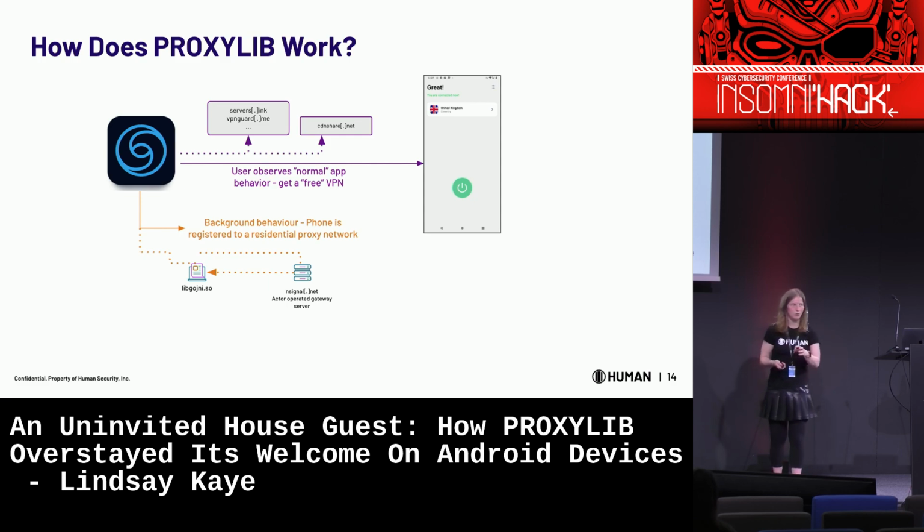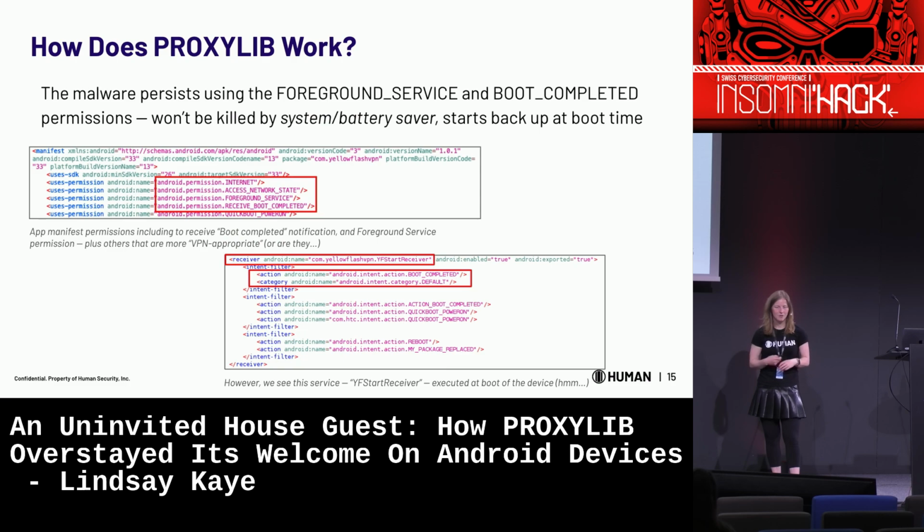But in the background, it has a native library called libgojni.so that is taking the device and adding it as a node in the proxy network. So with this understanding, I'll tell you a little bit about specifically how this app worked to give you that technical understanding. And what I want to underscore is it really wasn't complicated, to be honest, how some of that malicious functionality worked, which is kind of interesting.